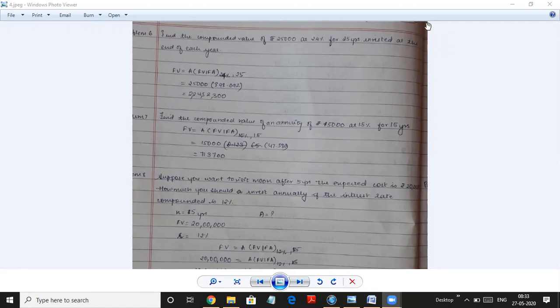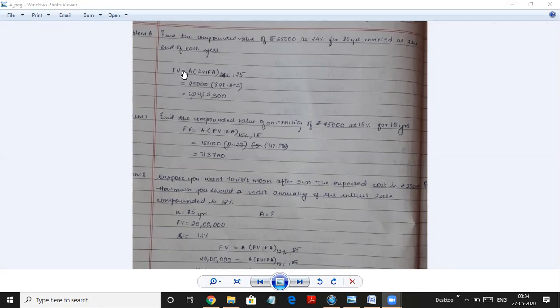So the very first sum: find the compounded value of rupees 25,000 at 24% for 25 years invested at the end of each year. So every year we are investing 25,000 for 25 years. It's the same amount every year. So instead of doing it using the tabular method, we can use the annuity table and do it in one step.